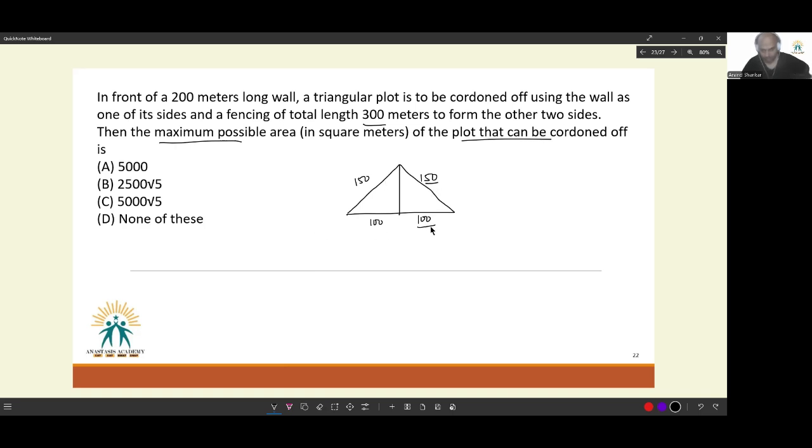So if this is 150, this is 100, this is 50 into 2, this is 50 into 3. So this should be 50 root 5. You could also use Heron's formula in order to arrive at your result. But given it is going to be an isosceles triangle, with height 50 root 5, this gives us area as half into 200 into 50 root 5. So 5000 root 5 will be the answer. There is no way you can get any area larger than this here.